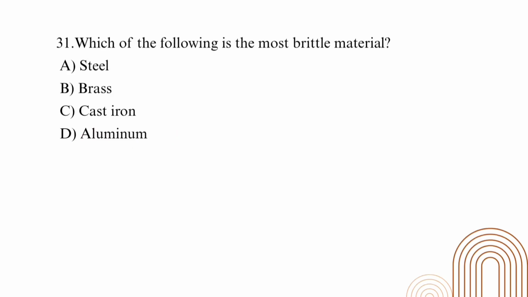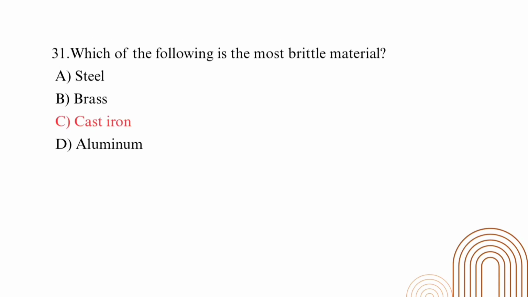Now the next is question number 31: which of the following is the most brittle material? And the options are A, steel, option B, brass, option C, cast iron, and option D, aluminium. And the correct answer is option C, cast iron.